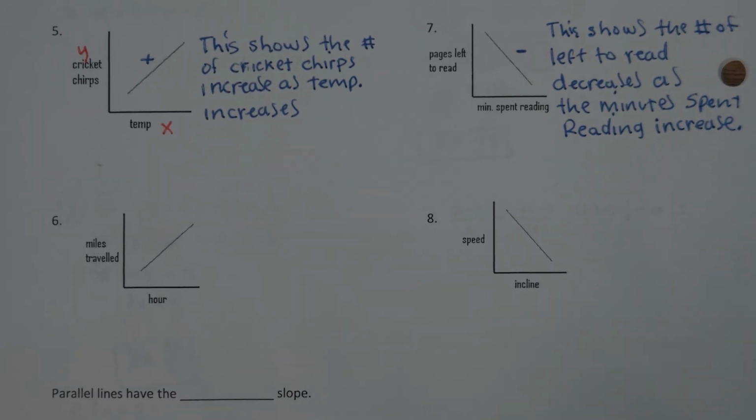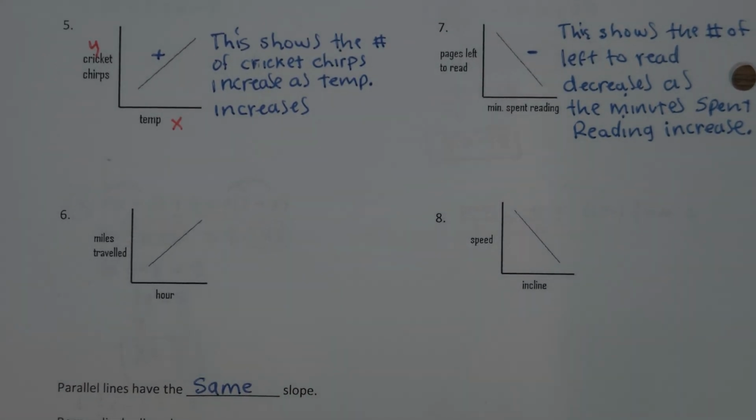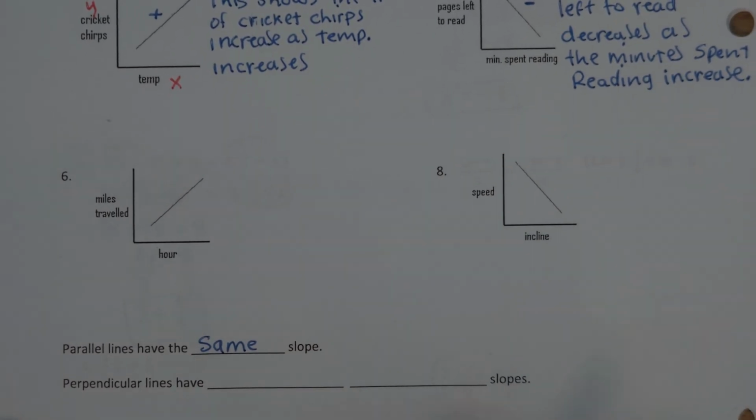Quick review: parallel lines have the same slope, and perpendicular lines, we'll leave that one open for now. Now for number 9: given the function y equals 2/3 x minus 1, what is the slope of all lines parallel? Since lines that are parallel have the same slope, all lines that are parallel, and I'm going to use this symbol here that means parallel, must have the same slope, so it should be 2/3. And we'll do the perpendicular ones in class.